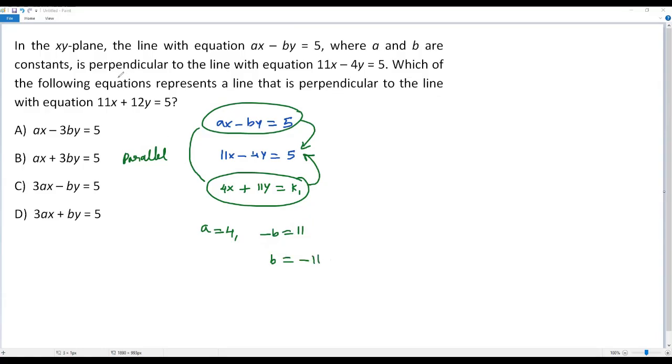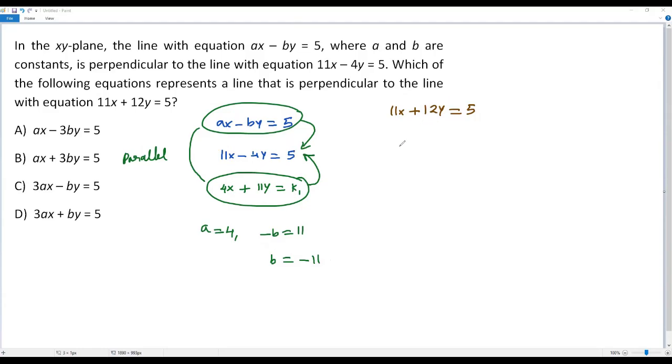Okay, now let's consider this equation over here. Our aim is to get the equation of the line which is perpendicular to this one. Okay, now let me take this equation, that is 11x + 12y = 5. Since our aim is to get the equation of a line which is perpendicular to this one, we can use the idea of what I have done over here to get the equation of line perpendicular to this one. So let's consider the number we have in front of y, that is 12.